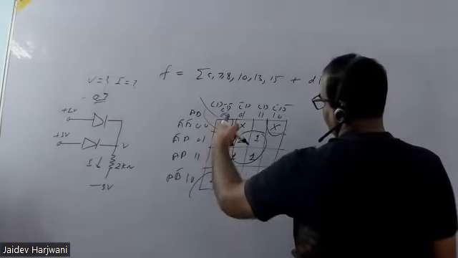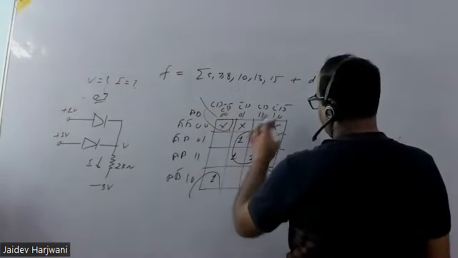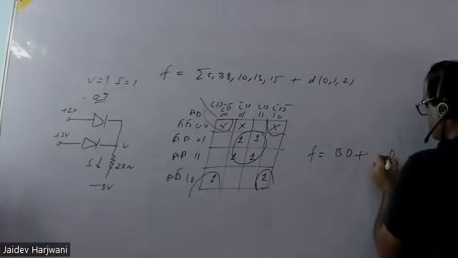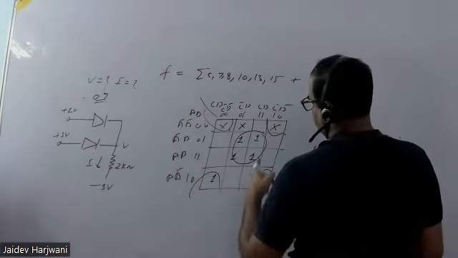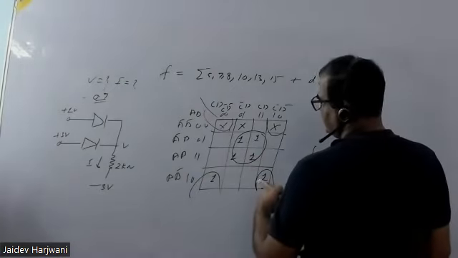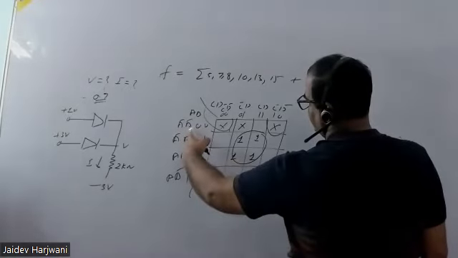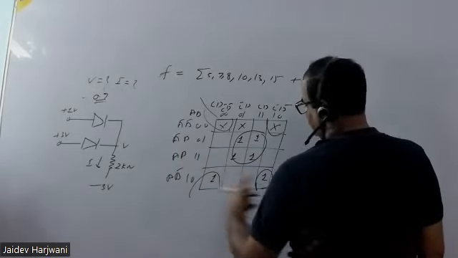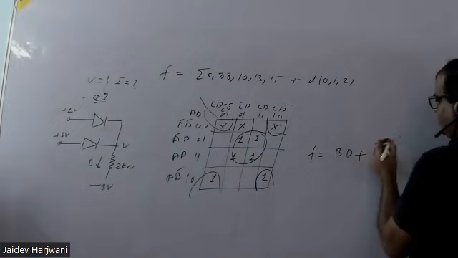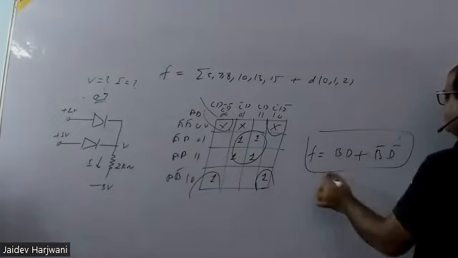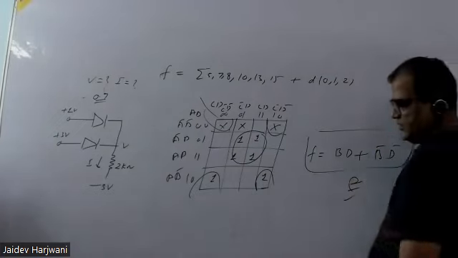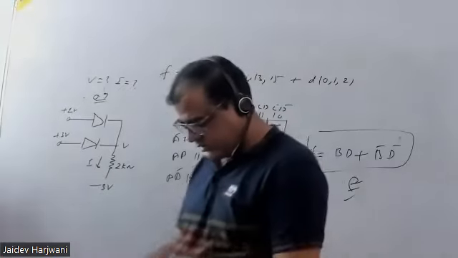So here D bar is common. Okay, D bar is common for this group. And here, if you see B bar, here B bar is common. So this is the minimized expression for the given question.